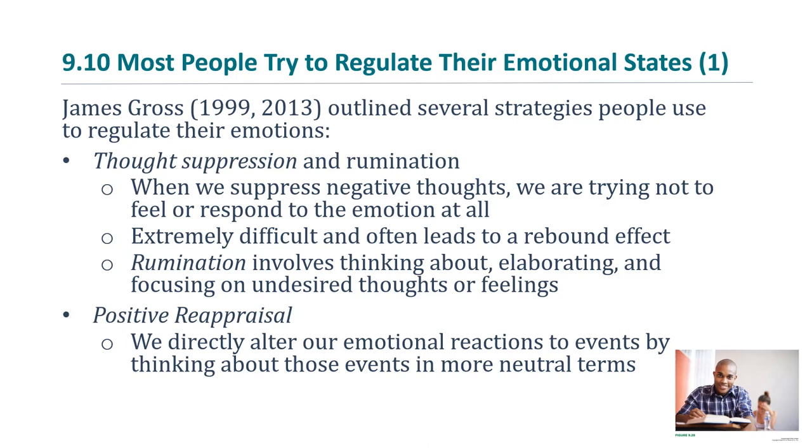Rumination involves thinking about, elaborating, and focusing on undesired thoughts or feelings. It's kind of the opposite of thought suppression. With rumination, you dive right into the undesired thoughts and feelings, you elaborate on them, you dwell on them, you wallow in that negative emotion and focus on it. It's like you're hyper-examining it and going over it in your mind over and over.